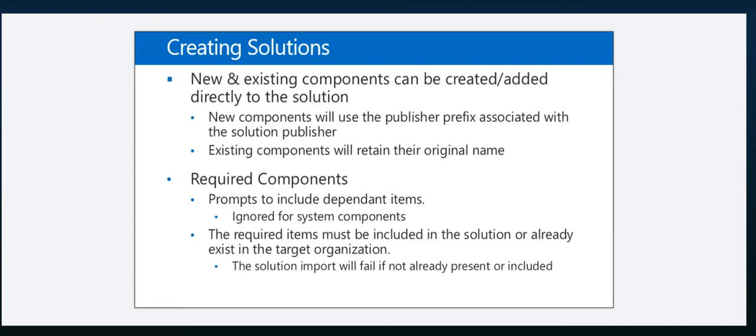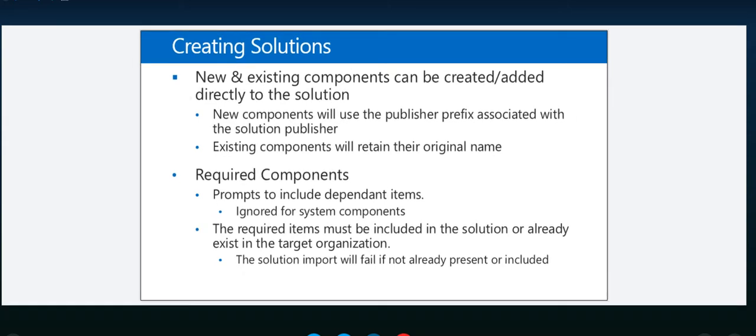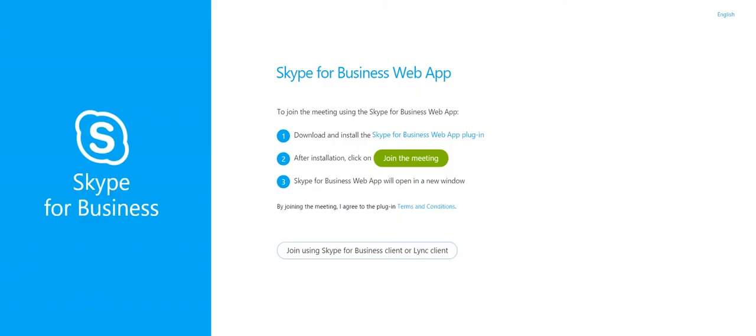So in creating new solutions, you can both create new components and you can add existing components to your new solutions. And here, this is where the prefix is important, because when you create a new component, that prefix that you have on the publisher associated for the solution, that's the prefix that's going to be used on all of your new components. However, any existing components that you're going to add to your new solution will keep the original name. No changes will be made to it.